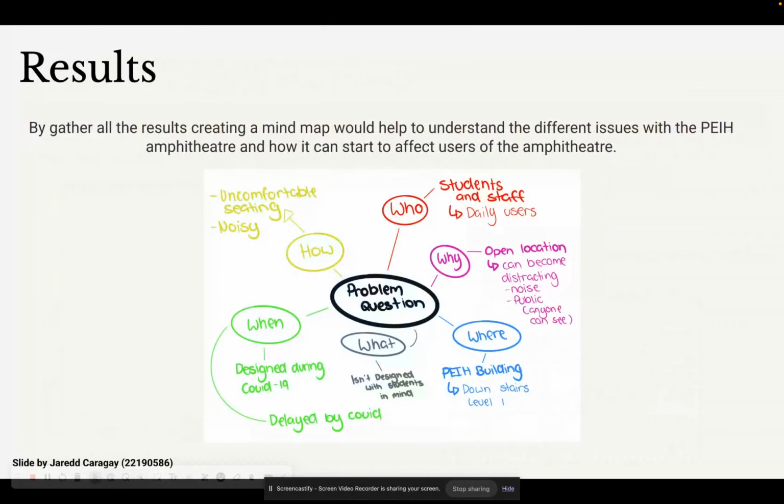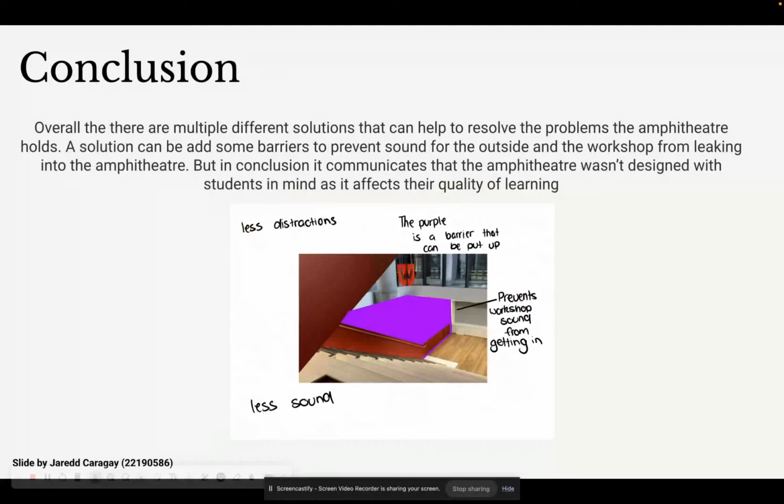The results I gathered from it were that the amphitheater wasn't designed specifically with students in mind. With all those results, I created a new mind map underneath explaining all of the stuff. Conclusion: the amphitheater wasn't designed with the students in mind at all, rather more or less just functionality.